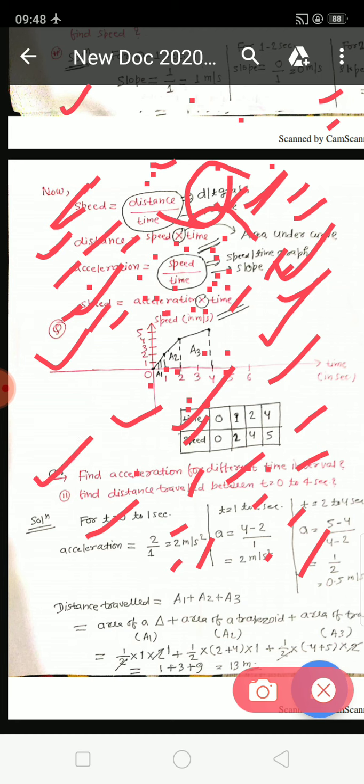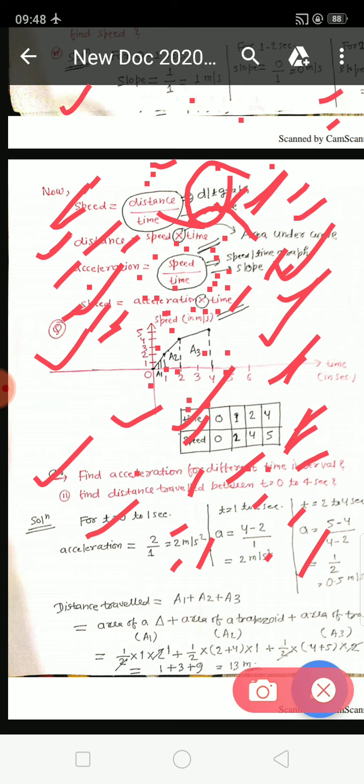So the question here is that the speed-time graph has been given in tabular form. It is not depicted in a graph directly, but from the table you can find the coordinates very easily. Here time is on the x-coordinate and speed is on the y-coordinate. So you have to draw the points: (0, 0), (1, 0), (2, 1), (4, 2), (5, 4).